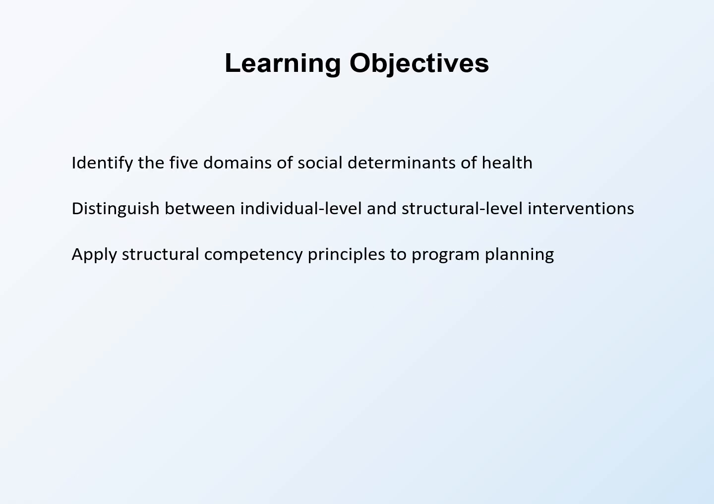By the end of this lesson, you'll accomplish three objectives. First, you'll identify the 5 domains of social determinants of health. These categories help us organize our thinking about the upstream factors that influence health. Second, you'll distinguish between individual level and structural level interventions. This distinction is crucial because we often default to individual approaches when structural approaches would be more effective. And third, you'll apply structural competency principles to your program planning. This means designing interventions that acknowledge and address the systems that create health inequities.